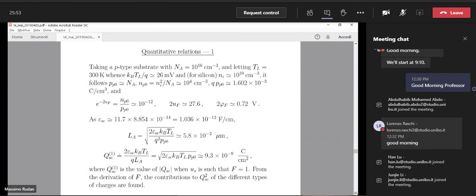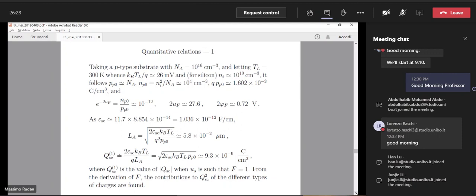The threshold of the strong inversion, you remember, is the condition in which the surface potential phi s is equal to 2 phi f. With these numbers, it is equal to 0.72 volts. In normalized units, it is about 27 or 28 normalized units.